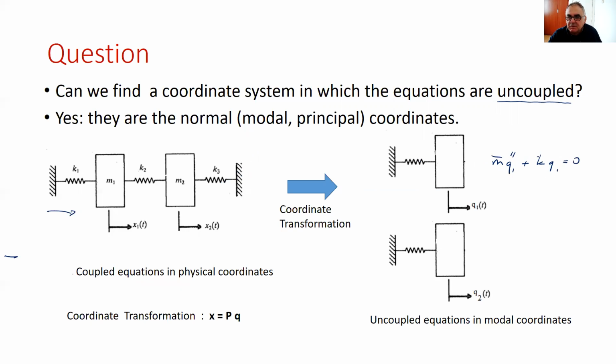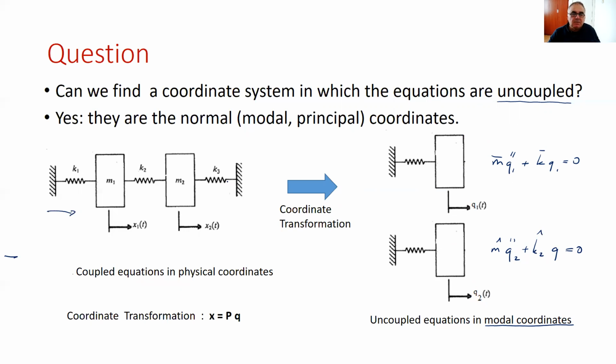And let's say that these are bars, and let's say this is m hat q2 double dot plus k2 hat q equal to 0. As you see, q1 and q2 have no relation to each other. In this case, these equations are very easily solvable, so they are uncoupled equations.